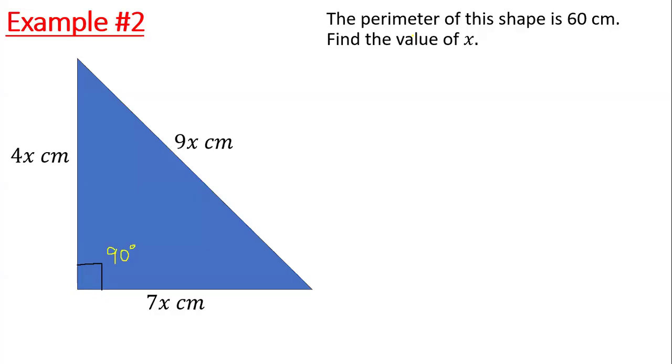Very good. D'Angelo Evans, where's D'Angelo? Yeah. Good. So D'Angelo, read this question for me, please. 4x centimeters, 9x centimeters. Read the question, the perimeter. The perimeter of this shape is 60 centimeters. Find the value of x. Very good. And one more person, Dinaj, read this question for me, please.